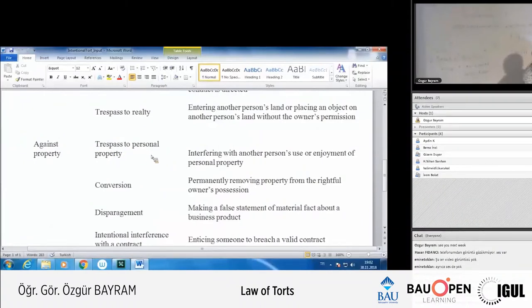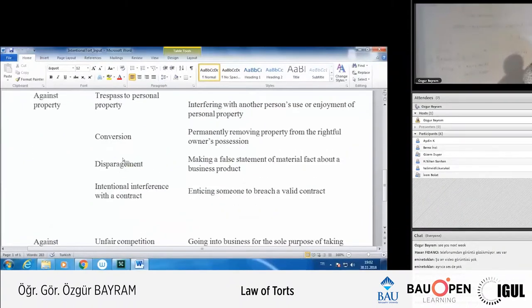Against property, malmuk. Trespass to personal property. Trespass, conversion, stealing, yani. Disparagement. Yeah, saying that, işte, it's like a defamation. Defamation of a product bu sefer, not for a person.